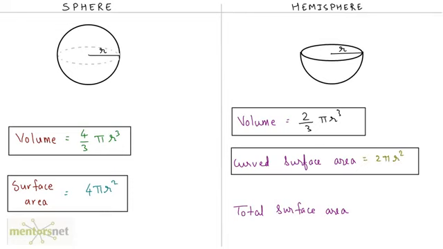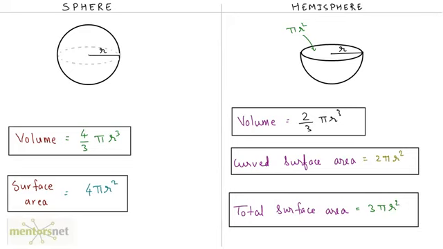Okay, so now we have the total surface area. The total surface area will be the curved surface area plus the surface area of this base. What will be the area of this base? It's just a circle, so its area is pi r square. So the total surface area is 2 pi r square plus pi r square, and that's 3 pi r square. Let us solve some questions now.